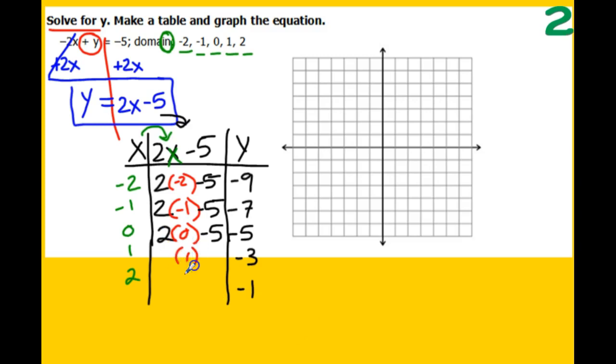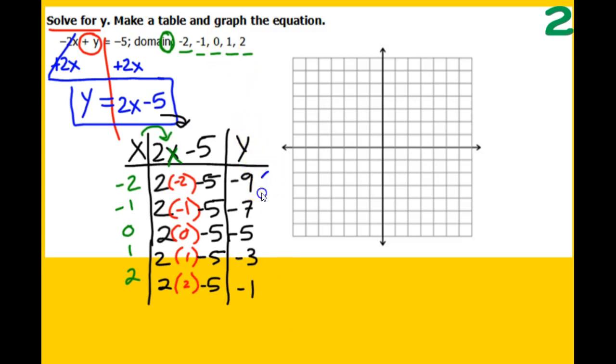If you're not sure, we can still plug in the 1 and the 2. 2 times 1 is 2. 2 minus 5, yep, that's -3. And then last, 2 times 2 is 4. 4 minus 5 is a -1.